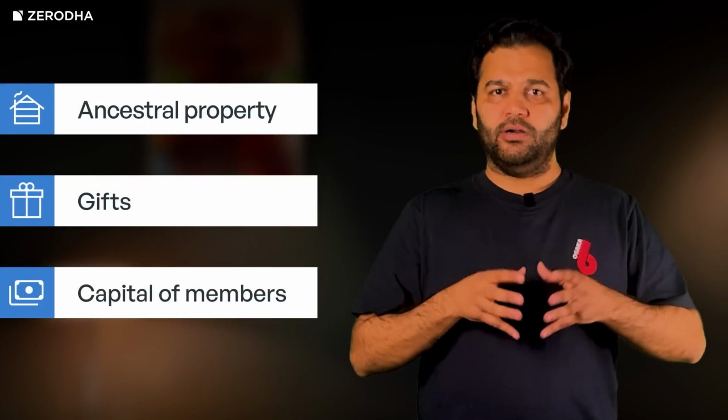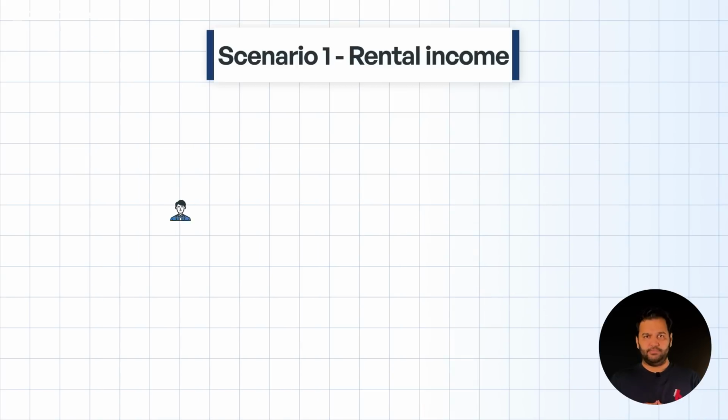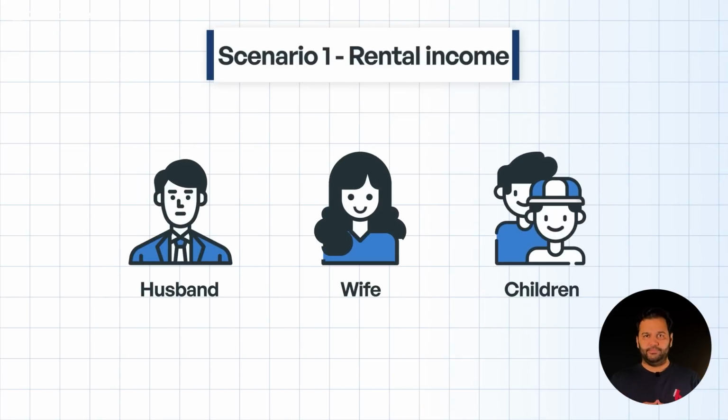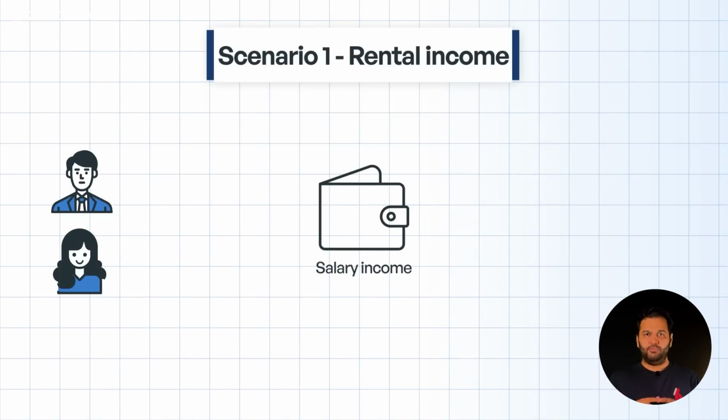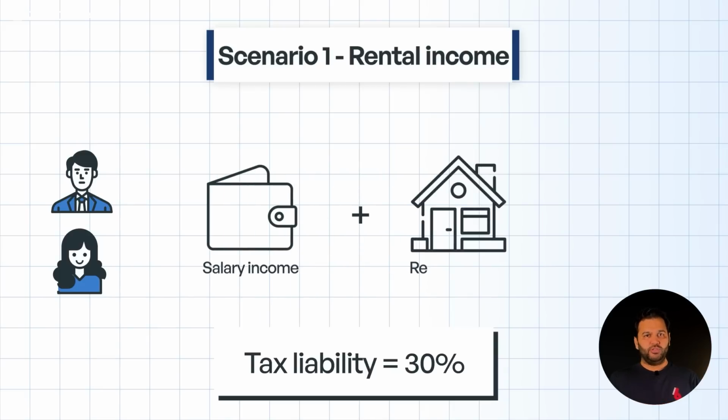An HUF typically has assets that come from ancestral property, gifts, or capital contributed to the common pool by members of the HUF. And this is where it starts to get really interesting. Let's say you are a family of 4 members. You, your spouse, and 2 children. You and your spouse are both salaried employees and fall in the 30% tax slab. Suppose you have an ancestral property on your name and that generates rental income. Since you fall in the 30% slab, you will have to pay a 30% tax on this rental income.